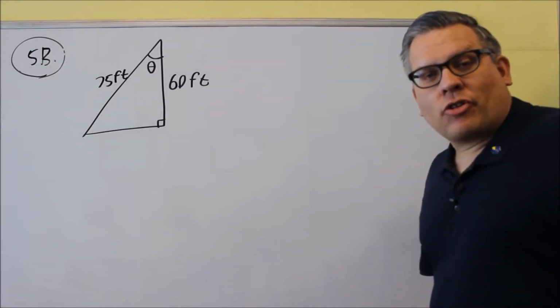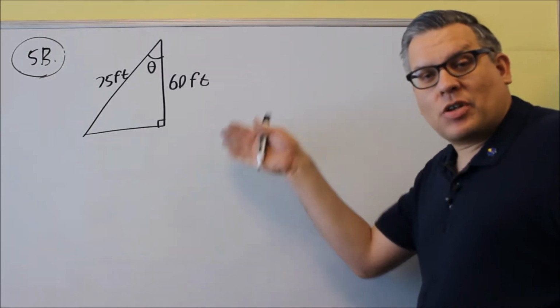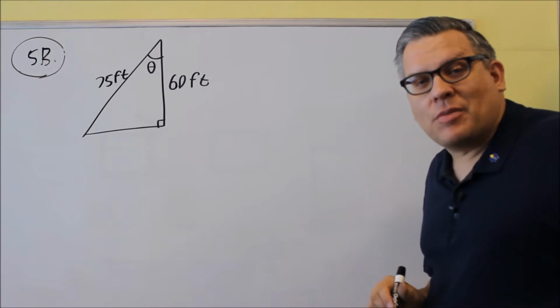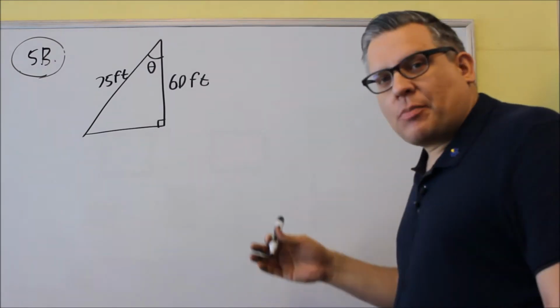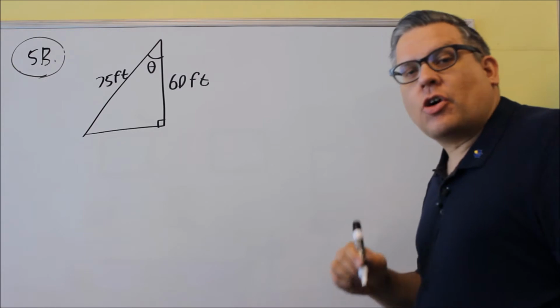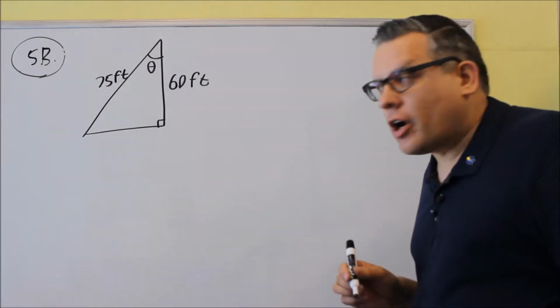Okay, 5B is a little bit different from A because last time we found a missing side. This time they want you to find a missing angle. Now we're still going to set it up by using the trig definitions, so you want to make sure you know those SOHCAHTOA definitions, have those on your note card.